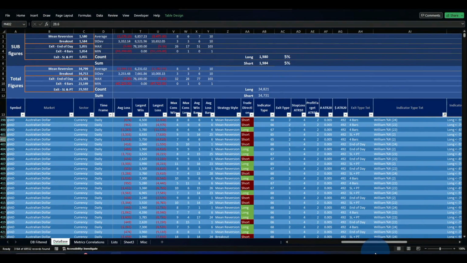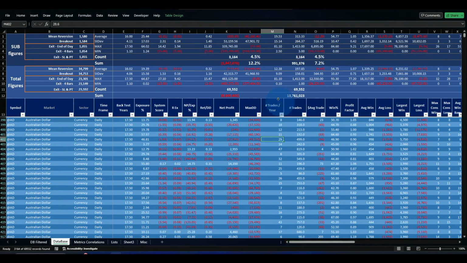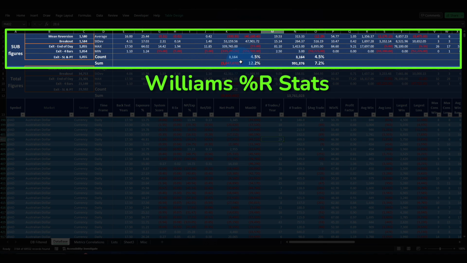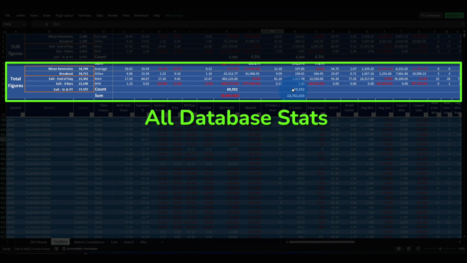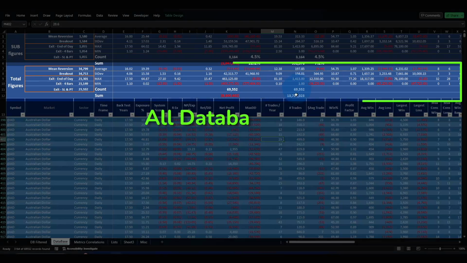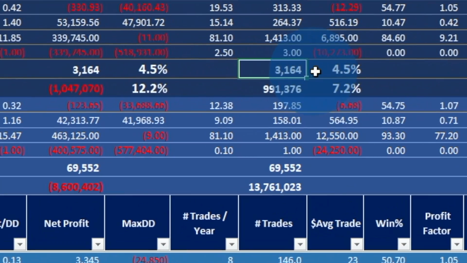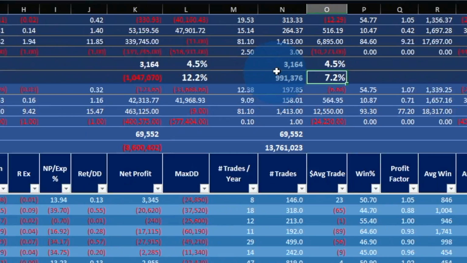So if I filter for Williams only, we get 3,164 strategies, about 1 million trades. This is only covering Williams R. So the top rows that are in dark blue are only for Williams R, and the bottom rows in light blue are for the whole database. So currently Williams R represents 4.5% of the number of strategies of the whole database and 7.2% of the whole number of trades.